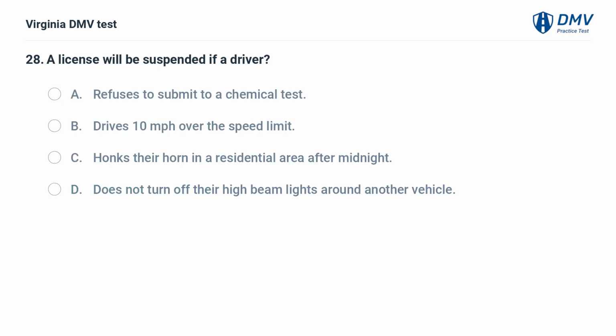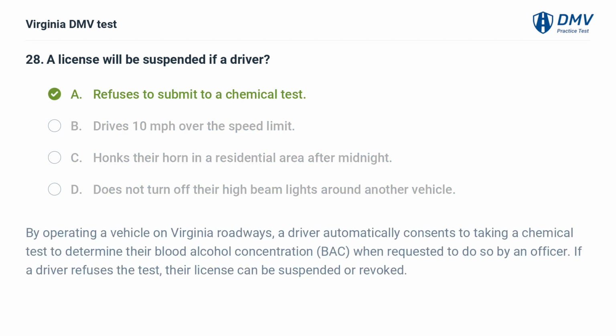A license will be suspended if a driver A. Refuses to submit to a chemical test. B. Drives 10 miles per hour over the speed limit. C. Honks their horn in a residential area after midnight. D. Does not turn off their high beam lights around another vehicle. A. Refuses to submit to a chemical test.